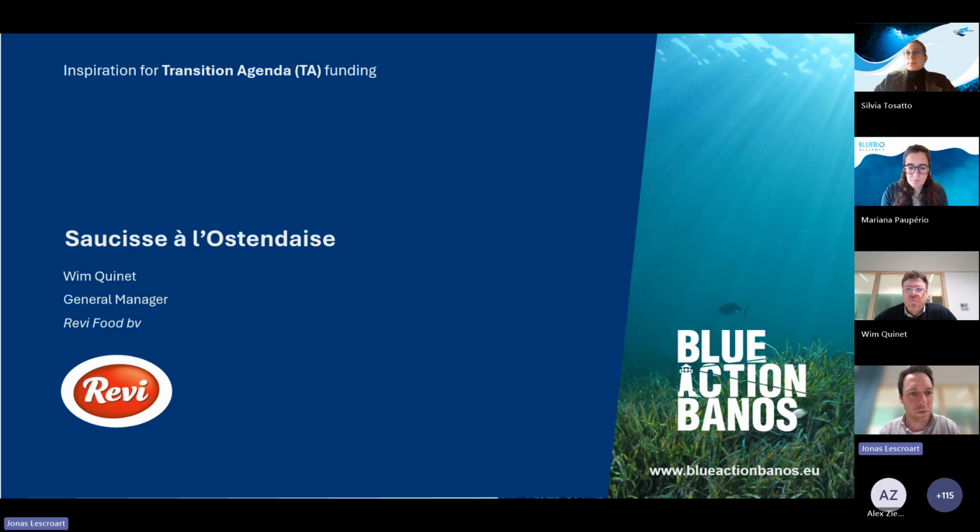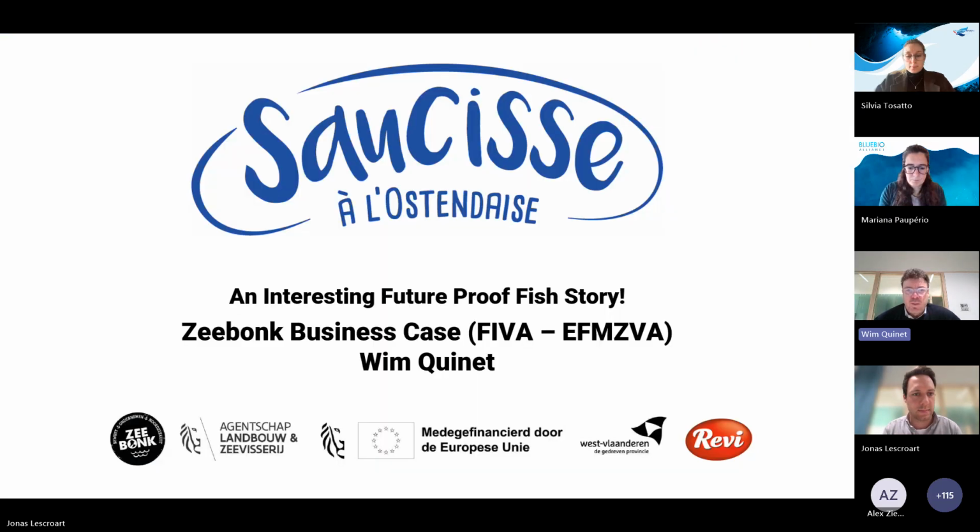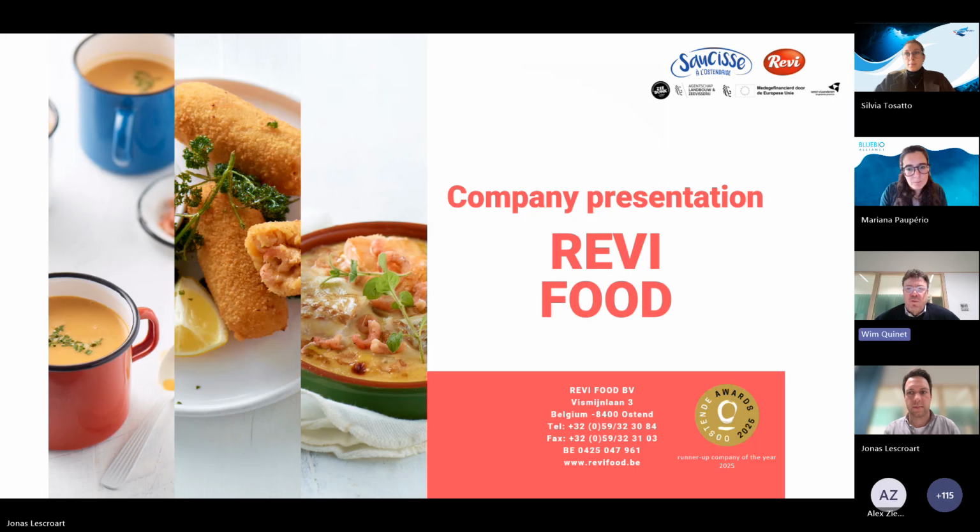And then I'll give the word to Wim Kinet, who is general manager from the company Revi Food here in Ostend. Good morning, everybody. My name is Wim Kinet from Revi Food. I would like to talk about our Saucisse à l'Ostendaise project we had funded by European and regional funds. A very interesting future-proof fish story we created in Ostende. Next slide, please. I'll give you a little presentation about Revi Food.